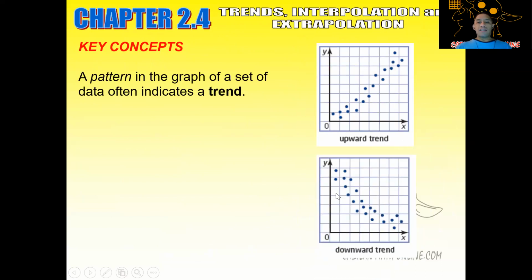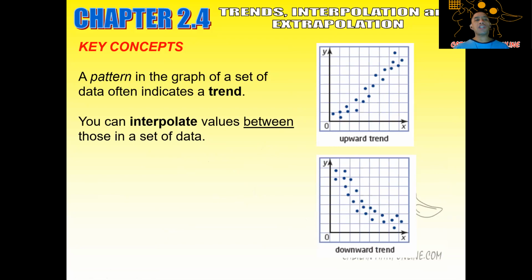The opposite of that is a downward trend. And again, if you take a look at the majority of the points, as you go from left to right, notice that all the points here are falling down to the right. So these are the two general types of trends that we'll be seeing in this particular chapter. We're also going to take a look at another type of relationship in a future lesson, but these are the two that we're going to focus on in today's lesson.